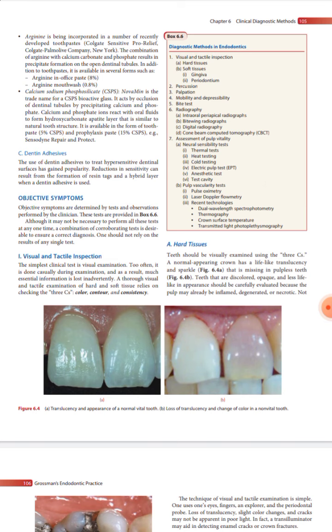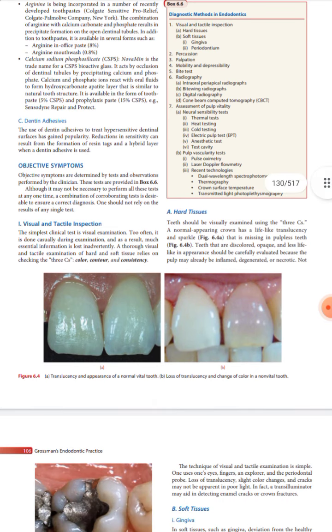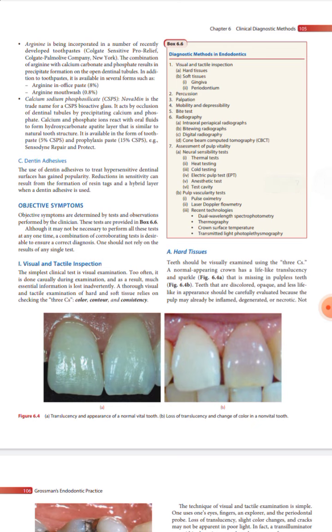Arginine is being incorporated in a number of recently developed toothpastes, like Colgate Sensitive Pro-Relief, Colgate-Palmolive Company, New York. The combination of arginine with calcium carbonate and phosphate results in precipitate formation on the open dentinal tubules. In addition, it is available in several forms, such as arginine in toothpaste, arginine in office paste, and arginine in mouthwash.